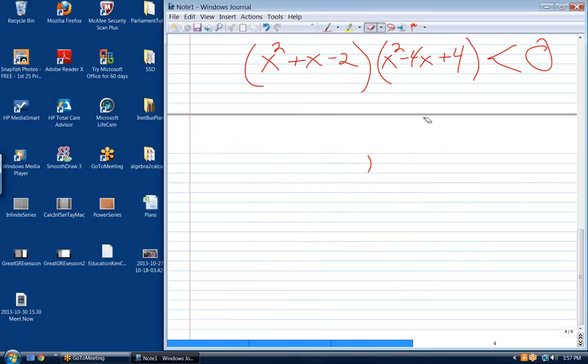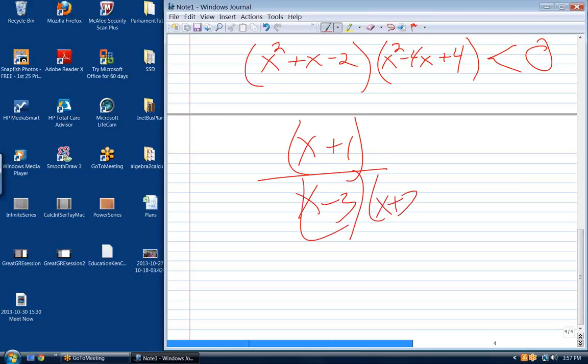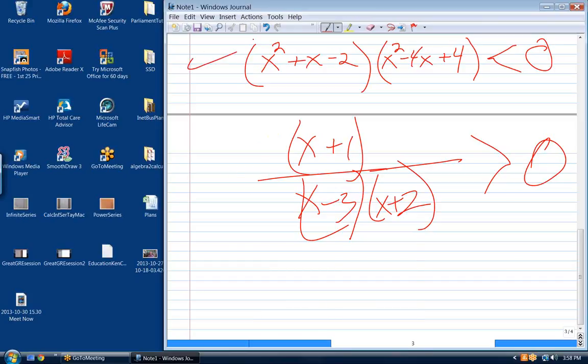Now, the really hard problems are going to be where you end up with a quotient, not a product. I'm not sure why I say that's harder. It really isn't harder. When you're dividing something by something else, like x plus 1 divided by x minus 3 times x plus 2, I still go through the same process. I put plus or minuses on each of these and figure out whether it's greater than or equal to 0. So having a quotient is fundamentally the same as having a product in terms of how you solve it.